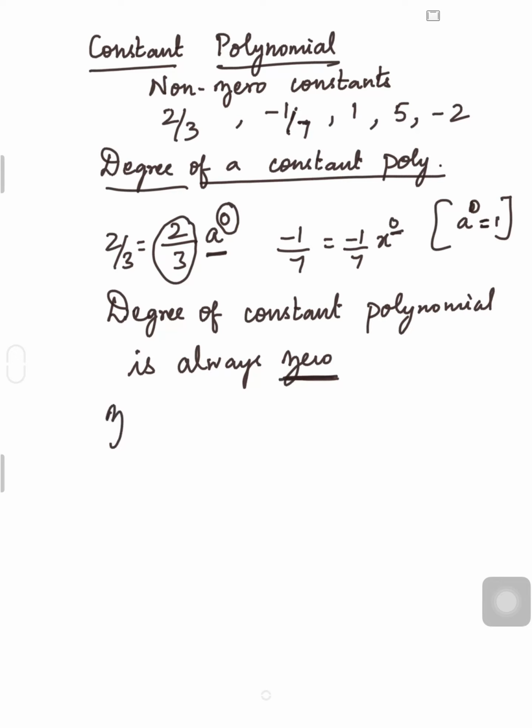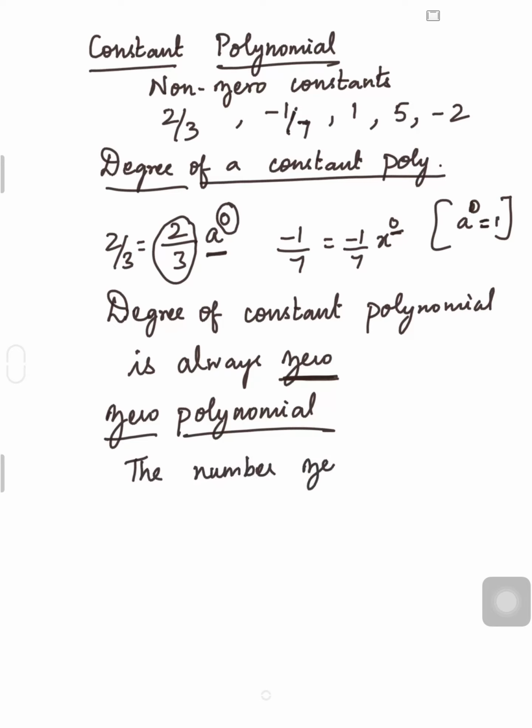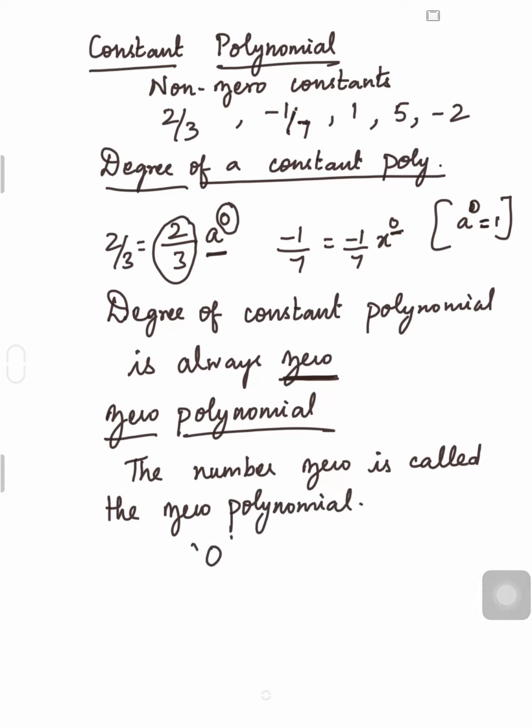And you should know one more thing called as zero polynomial. So what is zero polynomial? The number 0 is called the zero polynomial. So in zero polynomial there is only one thing, that is 0. This is called the zero polynomial.